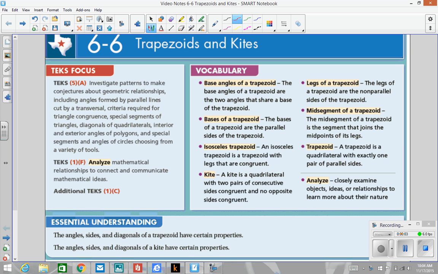Welcome to Geometry for AP. Today we're going to do a lesson on trapezoids and kites. Take a minute to just pause the video and write down the definitions of all these things that I have circled here. You will need those, and then get the essential questions here and write those down also.